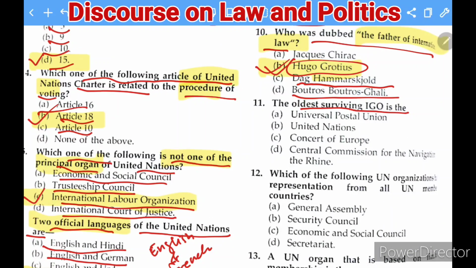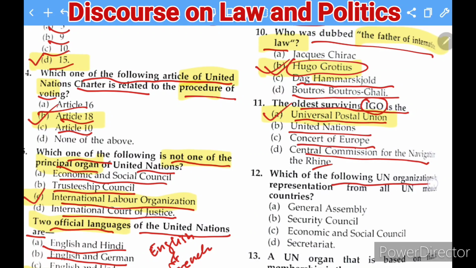Oldest surviving IGO. Which is the oldest international organization? IGO means the oldest international organization is... The options given here: Universal Postal Union, United Nations, Concert of Europe, not concept, Concert of Europe, and Central Commission for the Navigation of the Rhine. Which is the right answer here? Just give me your answer. I am waiting for your response. The oldest international organization is the Universal Postal Union. So this is the right answer. Moving to the next question.